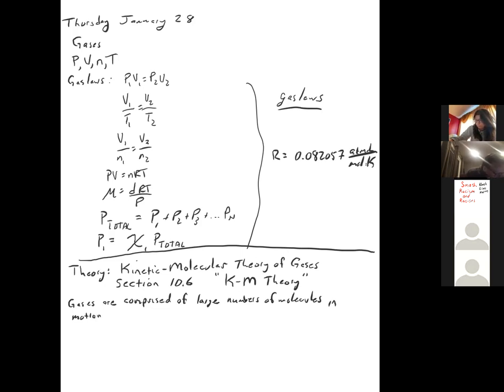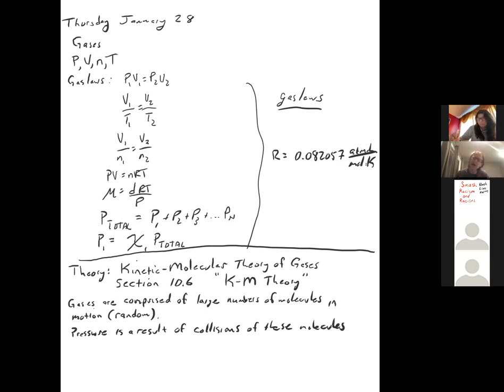And I'm going to put in parentheses that this motion is random, meaning it's not going in one particular direction or another direction. They're bouncing all over the place. Okay. And I'm going to make a couple of other points about them, which is that pressure, what we call pressure, is a result of collisions of these molecules. Every time a molecule collides with something, it exerts a force. As it exerts a force, that creates a pressure, okay?